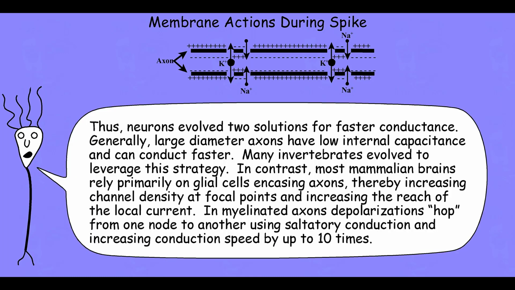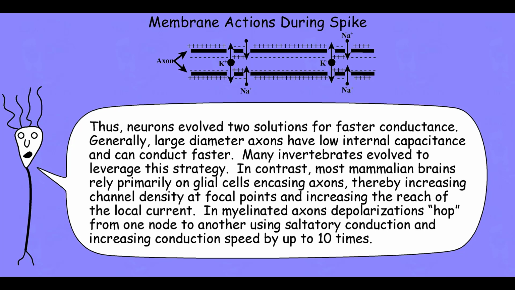Thus, neurons evolve 2 solutions for faster conductance. Generally, large diameter axons have low internal capacitance and can conduct faster. Many invertebrates evolved to leverage this strategy. In contrast, most mammalian brains rely primarily upon glial cells encasing axons, thereby decreasing channel density at focal points and increasing the reach of local current. In myelinated axons, depolarizations hop, as it were, from one node of Ranvier to another using saltatory conduction, and thereby increasing conduction speed by up to 10 times.